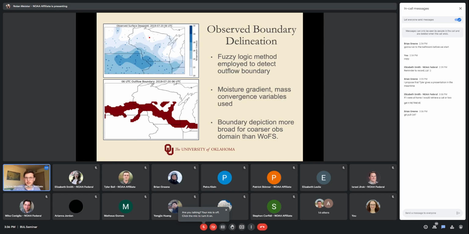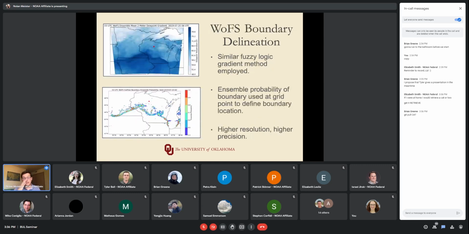It was a lot easier to delineate the boundary with a high degree of precision using WAFs because it has a 3-kilometer grid resolution. But I did use a similar fuzzy logic gradient method, and you'll see the moisture gradient and mass convergence would really be pointing right in here to where the boundary is. And I did that for all 18 members of each WAFs run.